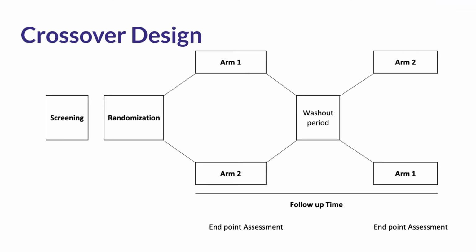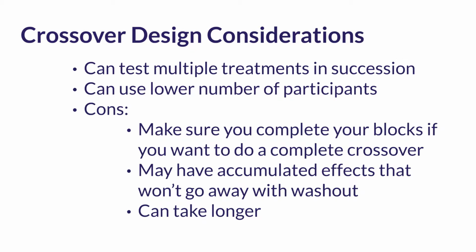Crossover designs are very clear as well. They do cross over. Similar screening and randomization, similar allocation to intervention 1 and intervention 2. They're followed until the endpoint. Then there is a washout period where you let whatever impact that intervention had go away. That means that the disease process or whatever you're studying should come back to the baseline level. Then everyone that was on arm 1 before goes to arm 2, and everyone that was arm 2 before goes to arm 1. So the consideration here is that you can test multiple treatments in succession.